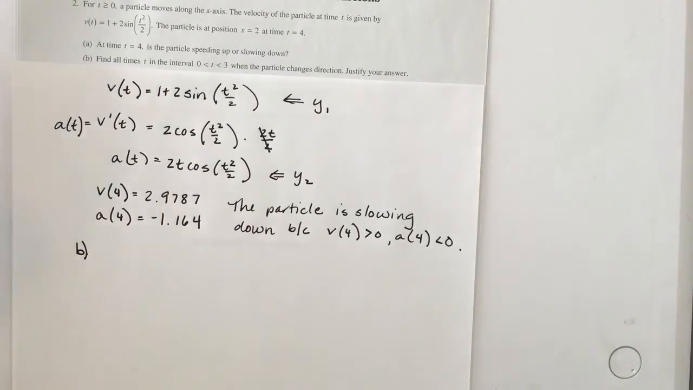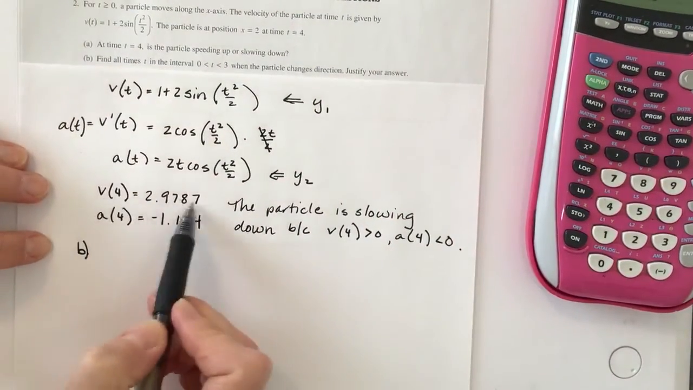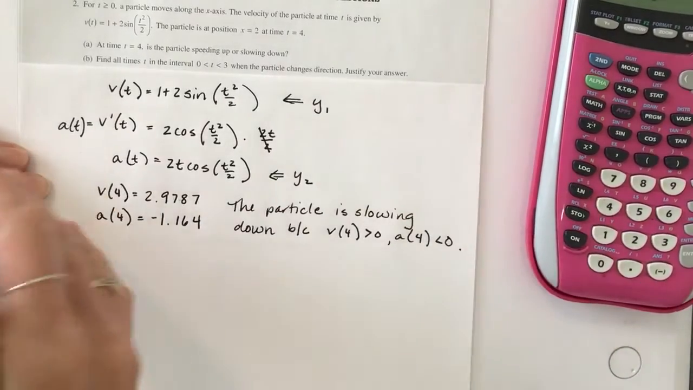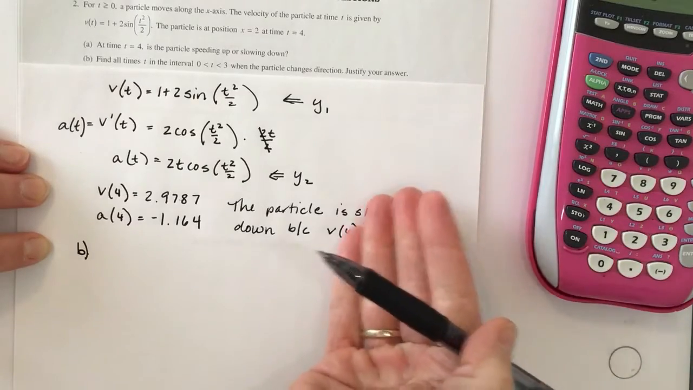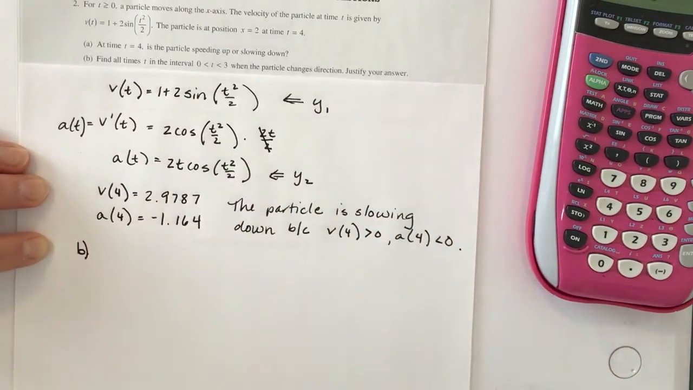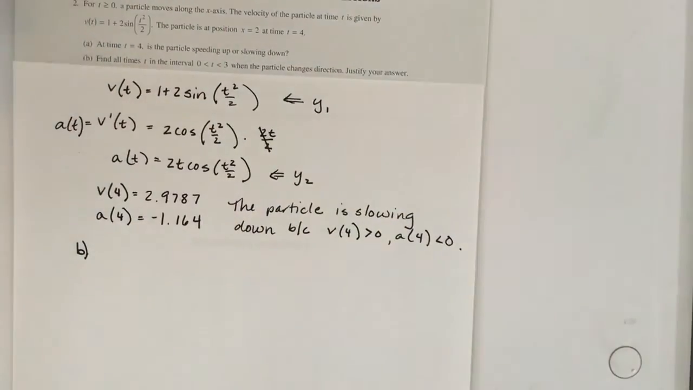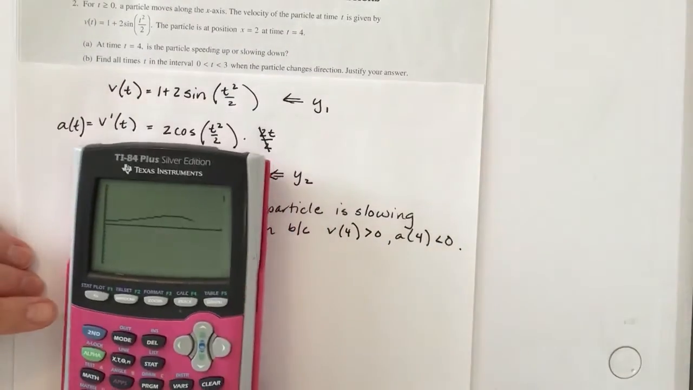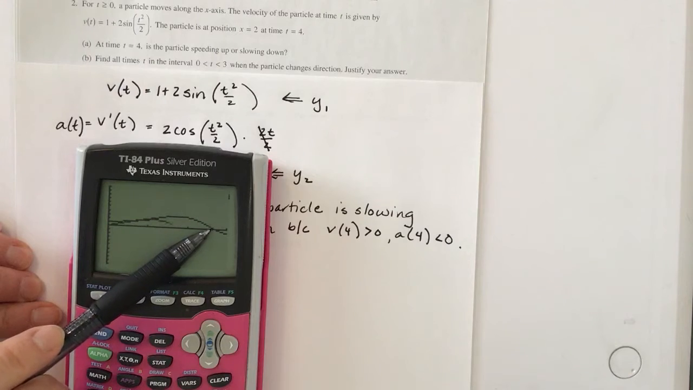And to change direction, that means if we have a positive velocity, we're going to the right, and if we have a negative velocity, we're going to the left. So all we have to do is figure out when it changes from positive to negative. I am going to graph that so we can see, and right there it looks like it's changing direction, right?